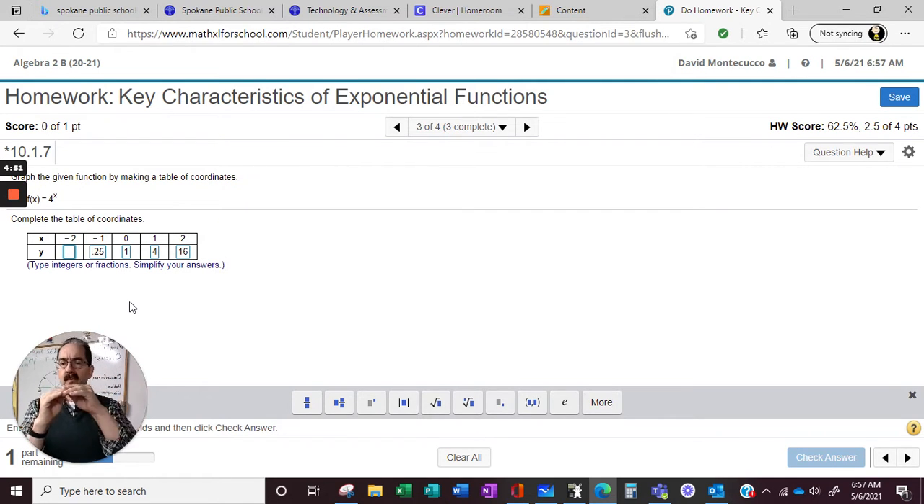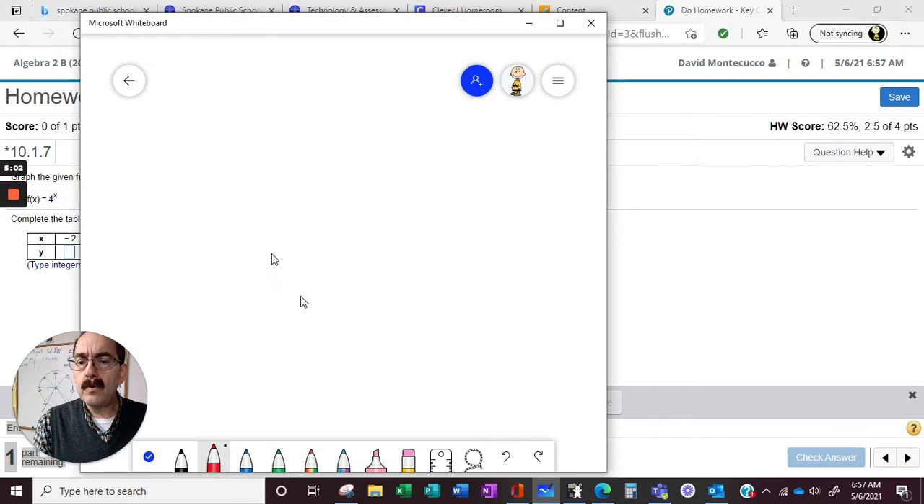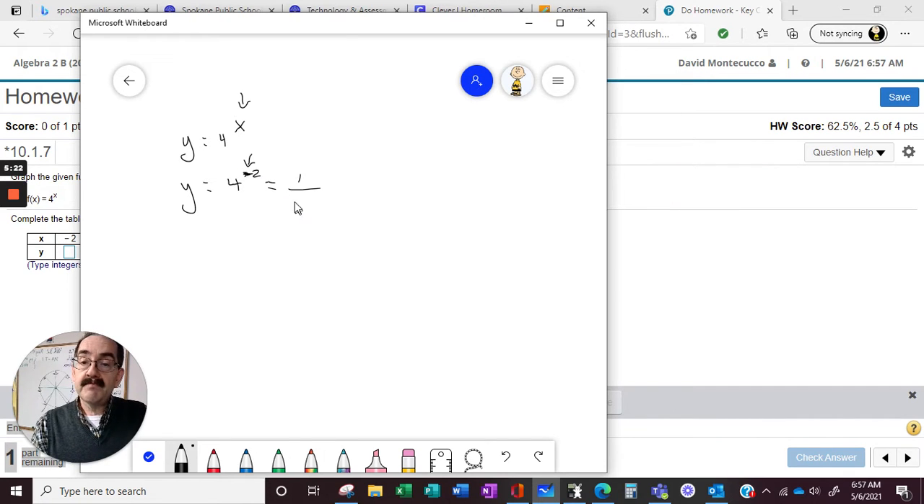So 4 to the -2, got to move the exponent down. For those of you who aren't sure what I'm saying, let's do this. y equals 4 to the x. Substitute, replace, solve. y equals 4 to the negative 2. We don't like negative exponents, so we got to get rid of that. Well, a negative exponent, you move them to the basement, and we get 4 to the 2 power. 4 to the 2 power is 1 over 16.